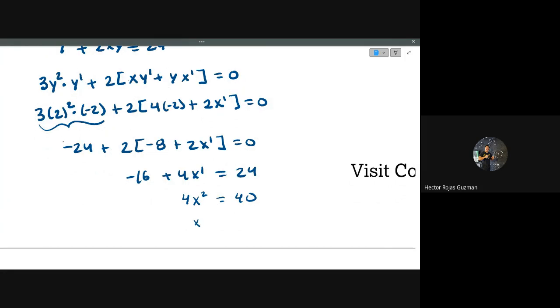Then we're going to divide by 4, which is 10. And finally take our derivative. The derivative is going to be... Oh, whoa. No, I made a mistake here. It's not x squared. It's just x prime. Okay. Yeah, there we go. I almost made a mistake here. So that's going to be the rate of change of the x-coordinate, which is going to be 10 units per second.